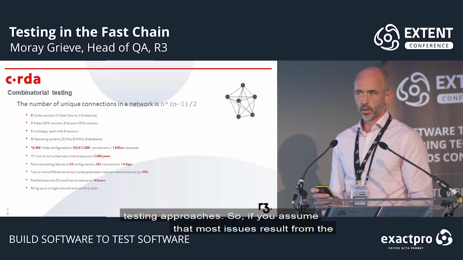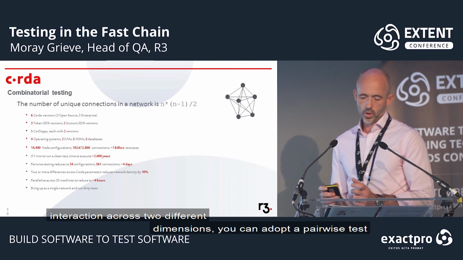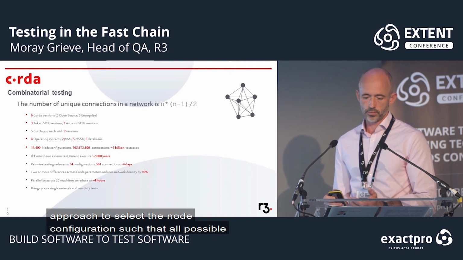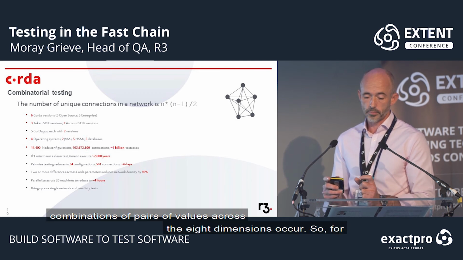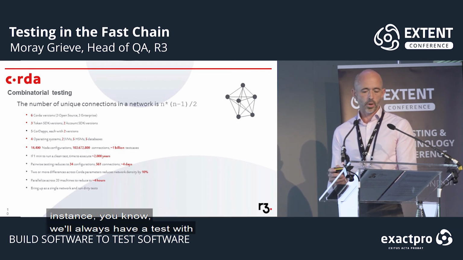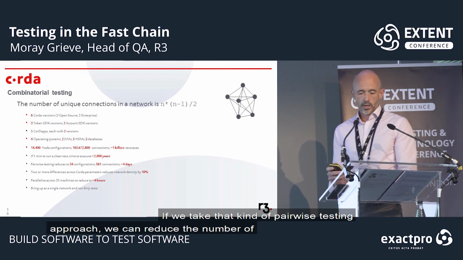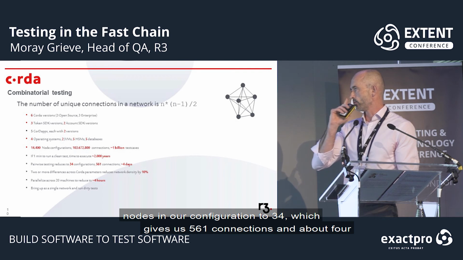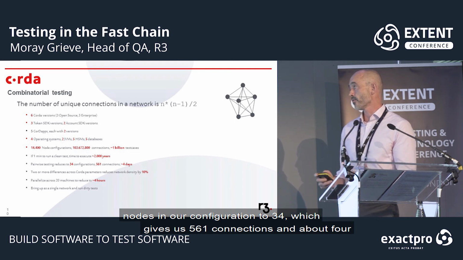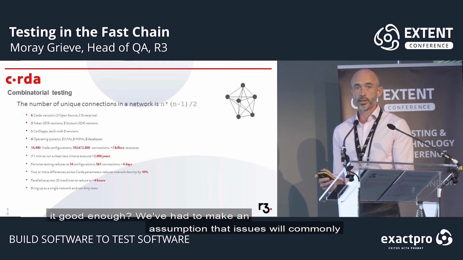So if you assume that most issues result from the interaction across 2 different dimensions, you can adopt a pairwise test approach to select the node configurations such that all possible combinations of pairs of values across the 8 dimensions occur. So for instance, we'll always have a test with an Azul JVM running on Red Hat Enterprise Linux 4.1 with the 1.1 tokens SDK. If we take that kind of pairwise testing approach, we can reduce the number of nodes in our configuration to 34, which gives us 561 connections and about 4 days to run a set of clean tests, which is obviously much more manageable, but is it good enough?